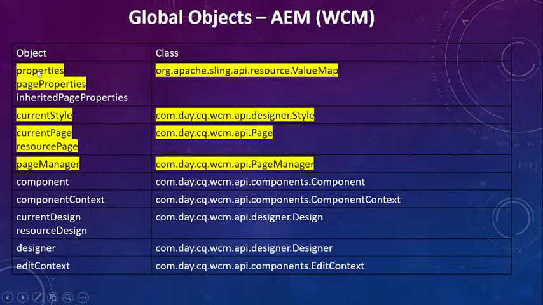Now here we have properties. So we have global objects. This is for the properties, and here we have page properties, that means for the page related, and at the last we have inherited page properties. So these are the objects of your value map. We have one class, that is value map, and they have created this out of the box object, that is nothing but the global objects only.